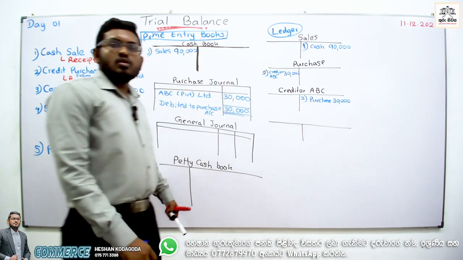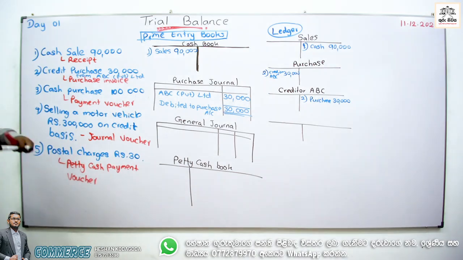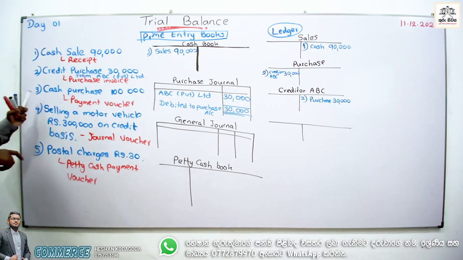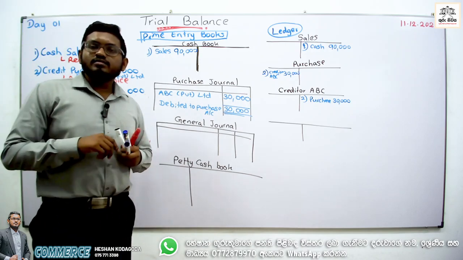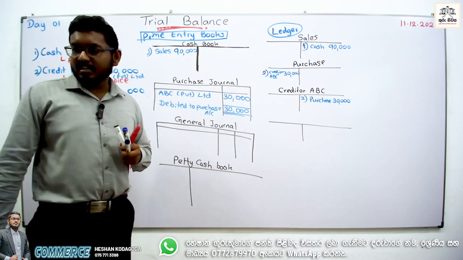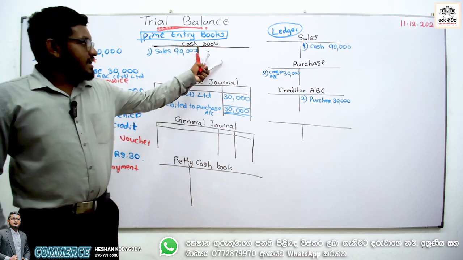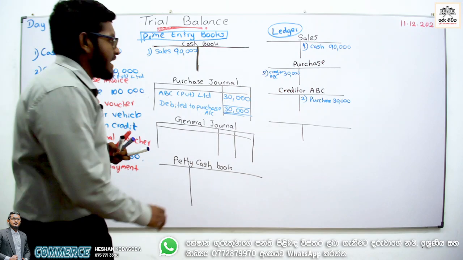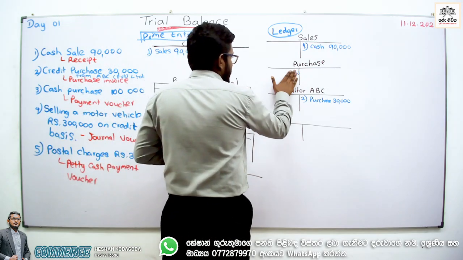The second one is also done, right? Third one, cash purchase 100,000. We can record it. We don't need other accounts. Cash book credit, purchase account debit. Okay? So cash book credit, purchase account debit. I'm going to write this.